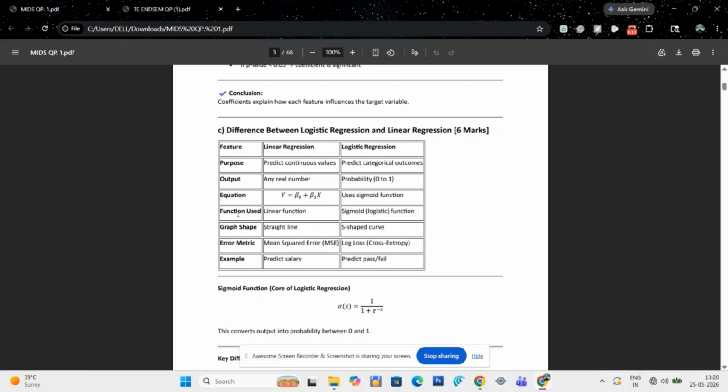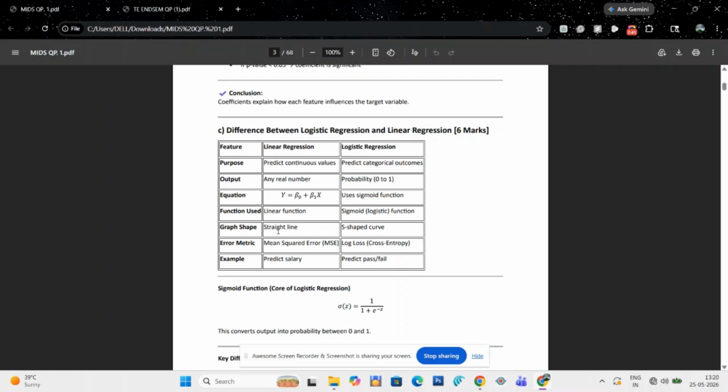So the function used in linear regression is a linear function, like the equation y equals mx plus c, in which m is our coefficient and c is our intercept, okay. So that's why it is a linear function. And the function used in logistic regression is the sigmoid function, and the graph shape of linear regression is a straight line, and the graph shape of logistic regression is an S-shaped curve, okay.